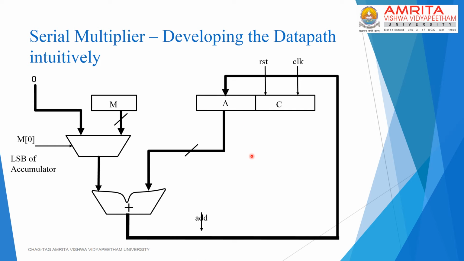We need an add control signal in the accumulator. Now this control signal is required for loading the partial product from the output of the adder at the appropriate time. We need another control signal called the shift signal, which signals a shift, that is a right shift, in the accumulator. Now we can intuitively see that both these signals will be generated by the control path.